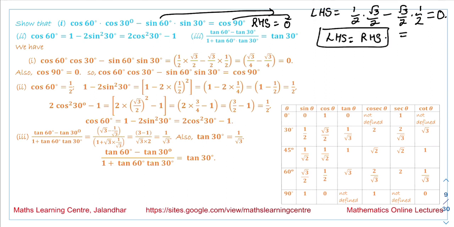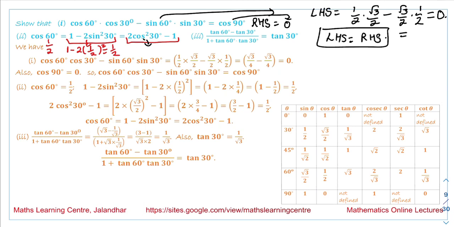Next, in the second part, it is cos 60 degree. So we are talking first about the LHS. The value of cos 60 is 1 by 2. And when we are talking about the RHS, we have two equations over here. I am talking now about the second equation. It is 1 minus 2 into the value of sin 30, which is 1 by 2. So it is 1 by 2 square. The answer you will be left with is 1 by 2.